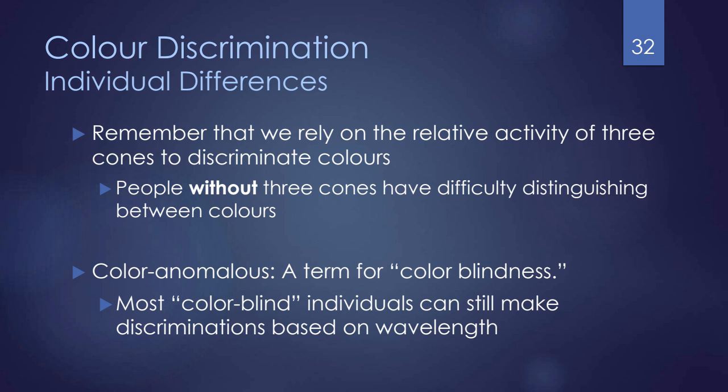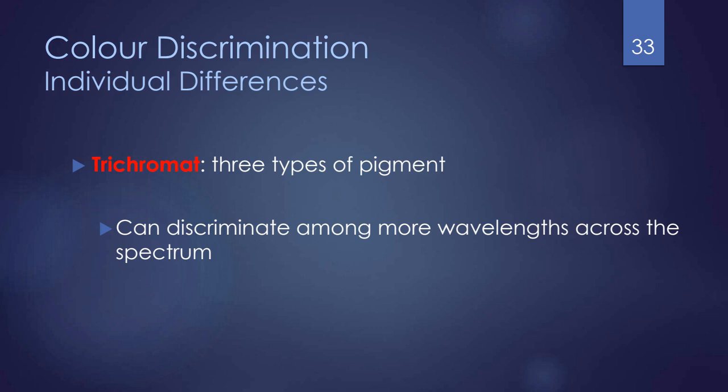Sometimes the term color blindness is thrown around, but people who experience color blindness are not truly colorblind. They can still make some discriminations based on wavelength. So they're sometimes just referred to as being color anomalous, because most people who are colorblind can still make some discriminations based on wavelength.